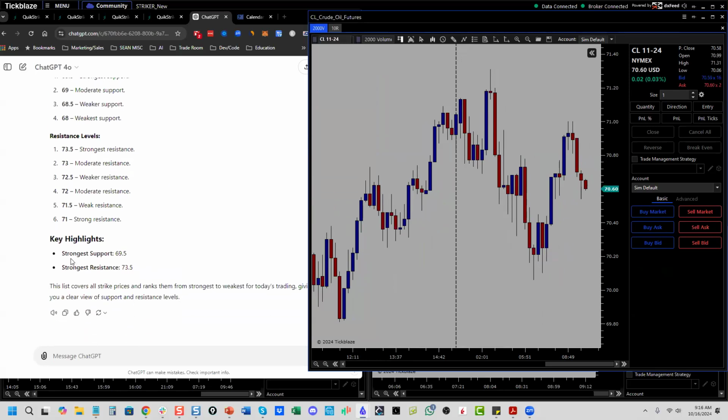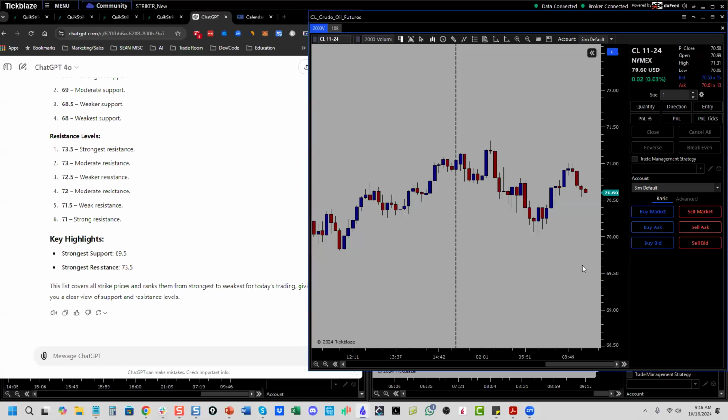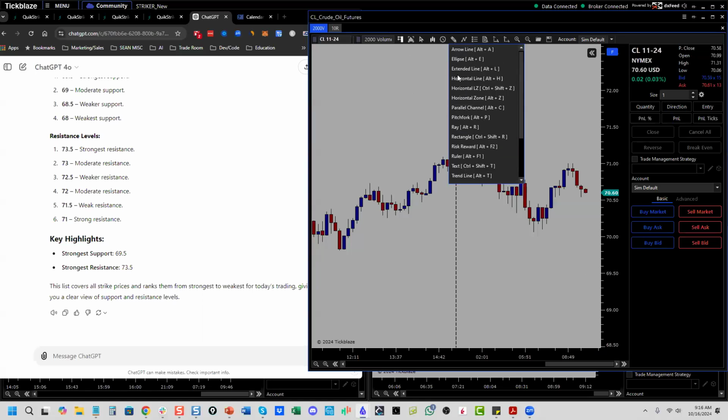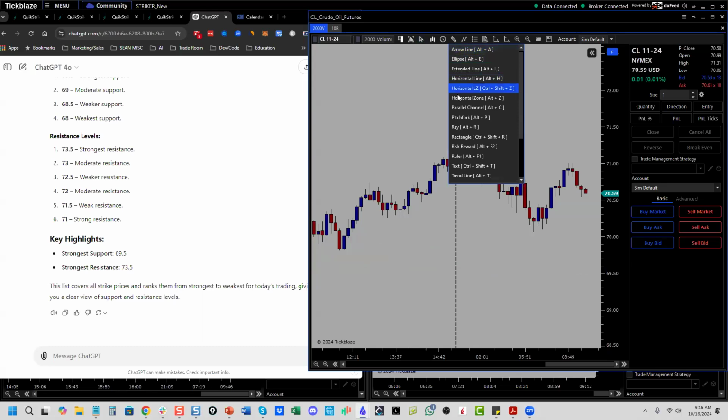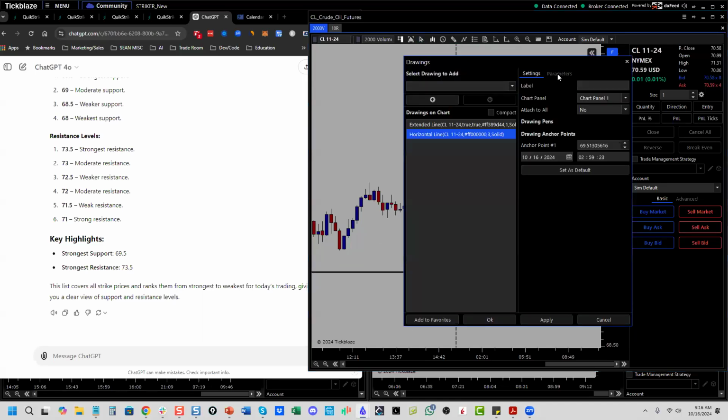So strongest support is 69.50. What I like to do is map out my strongest levels first. You can do it however you want. And the reason I do it like this, and I like to dash them. I like to identify.